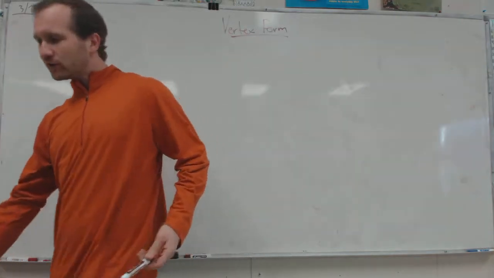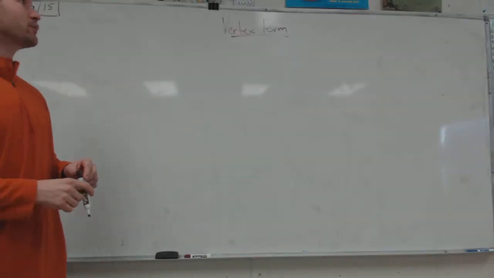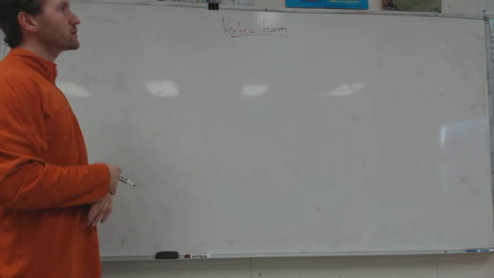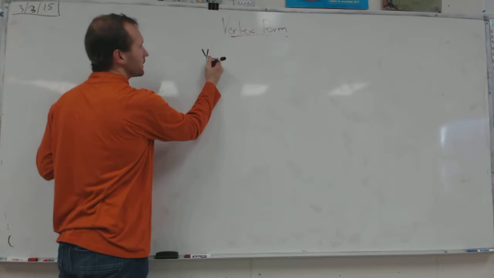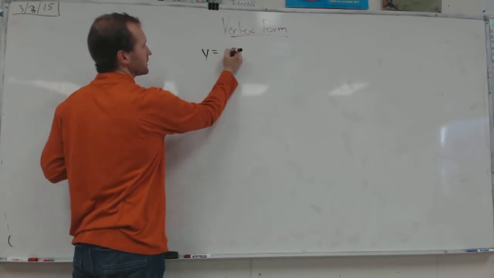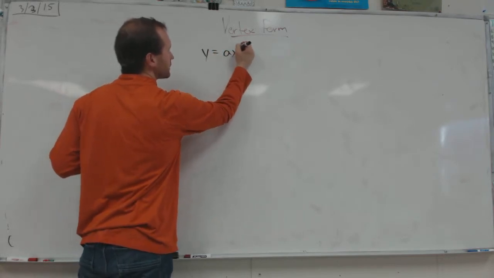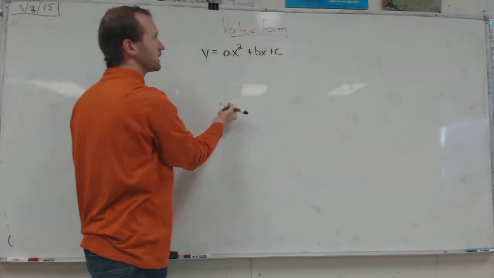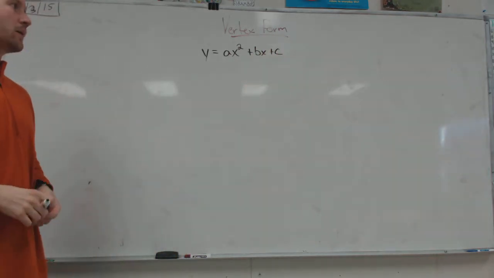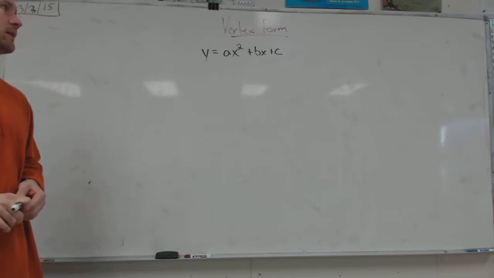Right. Vertex form. Today's lecture is going to be pretty short. I'm going to show you a different form for quadratic equations. So typically when we see quadratic equations, we see them written like this: y equals ax squared plus bx plus c. We're very used to that.